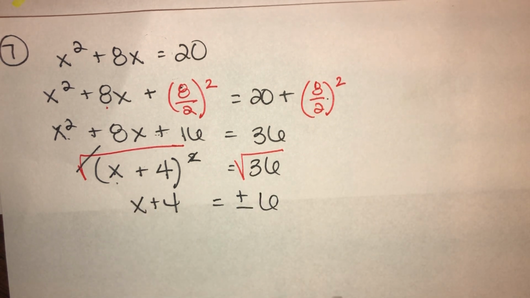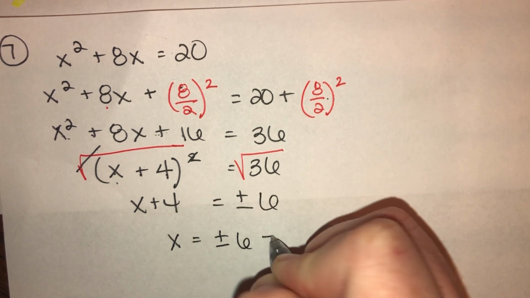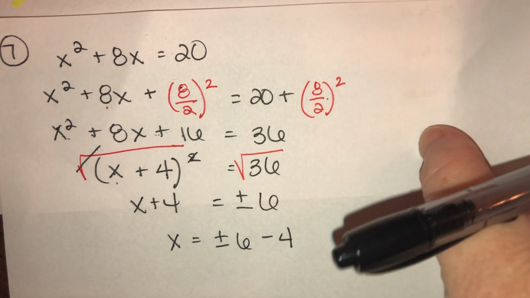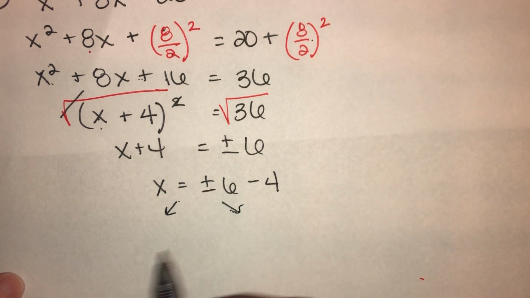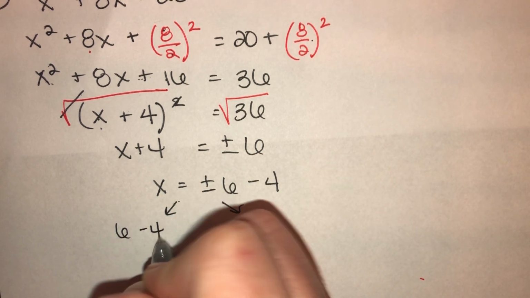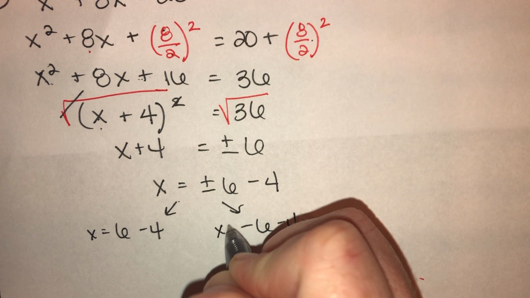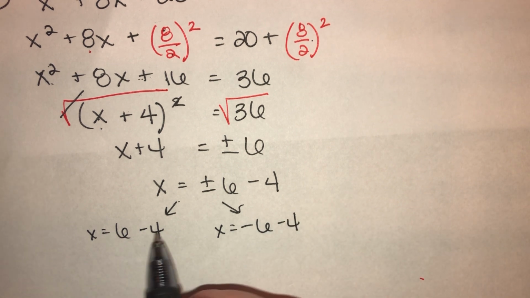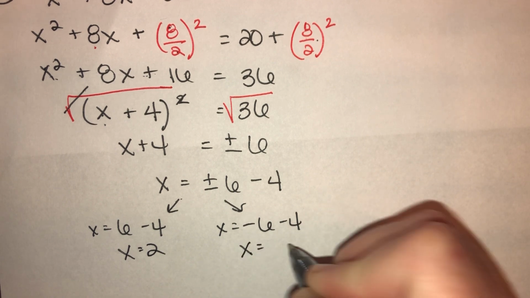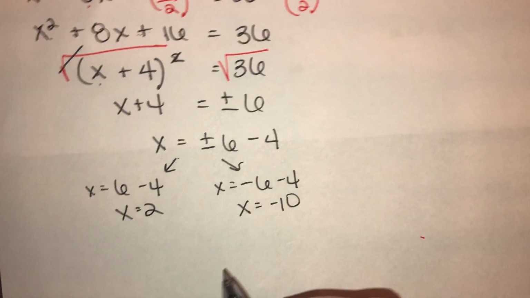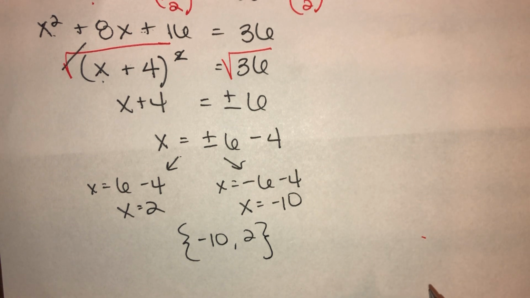And I want to get x completely by itself, so I'm going to have x equals positive or negative 6 minus 4. Right? So my last step to completely solving for x is just to separate it into these two equations. So I'm going to have 6 minus 4 or negative 6 minus 4. Okay, so if I combine this, 6 minus 4 is 2. And combine this, x equals negative 10. So in my solution set, I'm going to have negative 10 comma 2. That's what x could be.